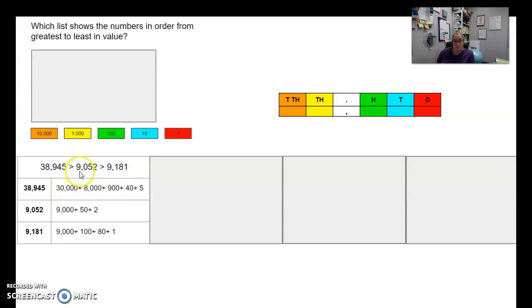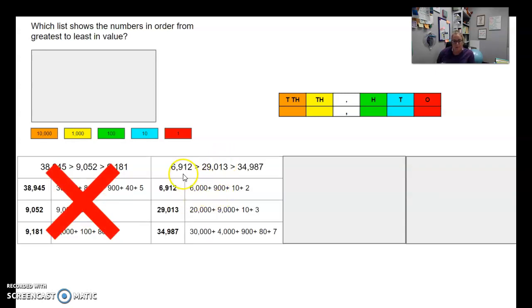So I go to my next one. 9,052. Well, if I'm comparing 9,052 and 9,181, let's see, 9,000, 9,000. This doesn't have any hundreds, and this has 100. And I'm having to go from biggest to smallest. Well, this number is actually bigger than this number, so you know what? This cannot be my answer. So I'm going to go to the next one.